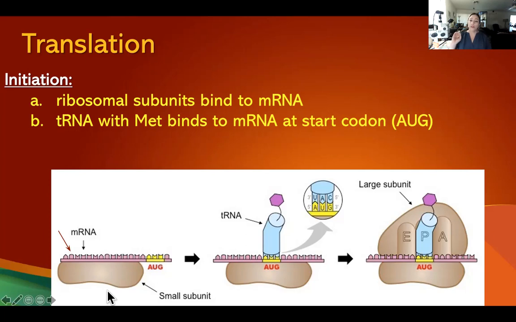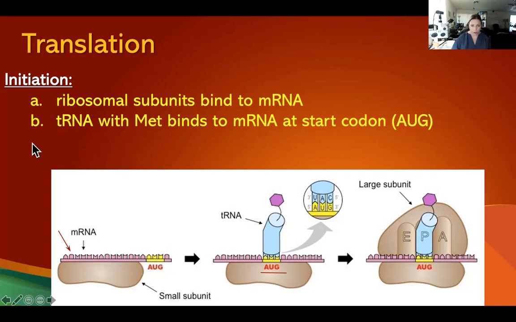Now, the first thing to happen is the small ribosomal subunit attaches to the messenger RNA. A ribosome has a small and large subunit, and they are made of ribosomal RNA. So we got our messenger RNA, the small subunit attaches. It starts to move along that messenger RNA until it hits what we call the start codon right here. The start codon is AUG. Now, the codon AUG codes for the amino acid methionine. So most proteins start with the amino acid methionine.